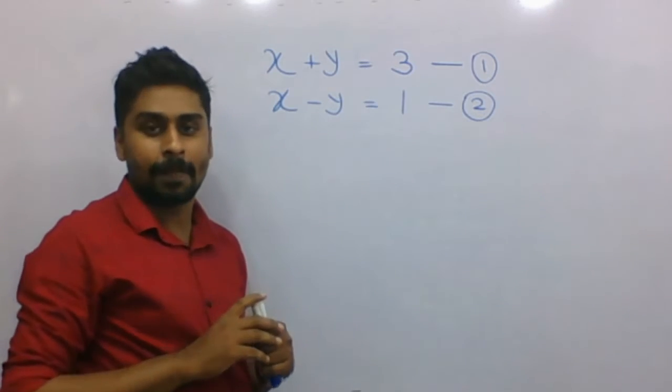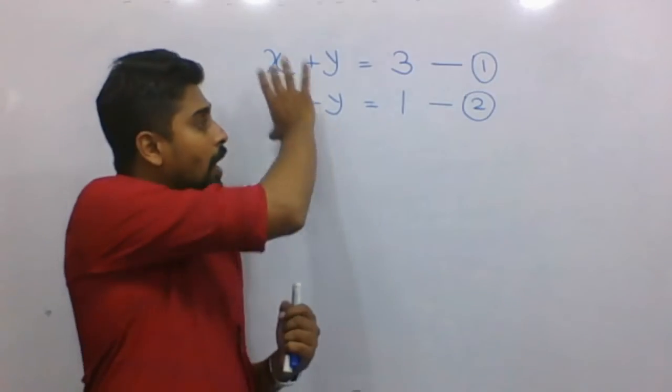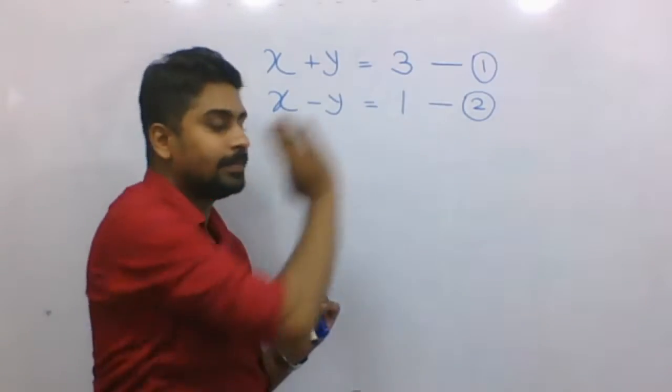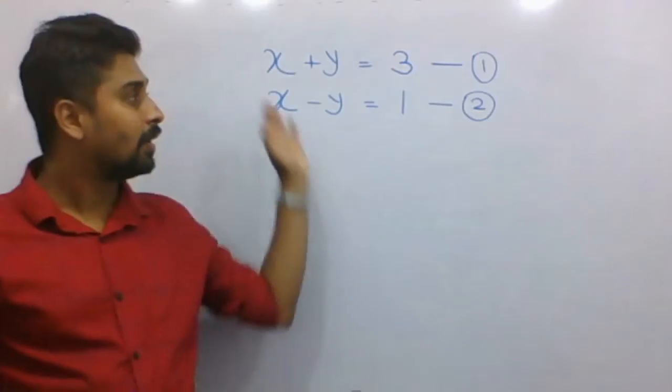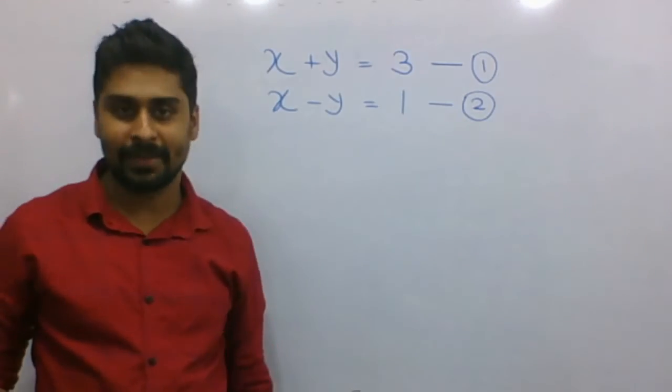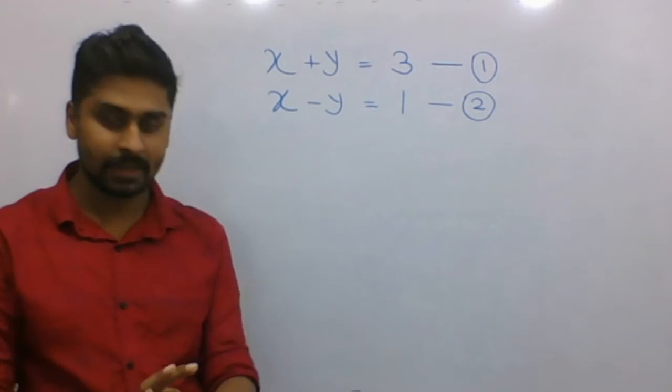This is the way. Right? You can write. First of all you have to write these two equations and number them. Quickly number them. Write the two equations and number them. Is it clear? Right.